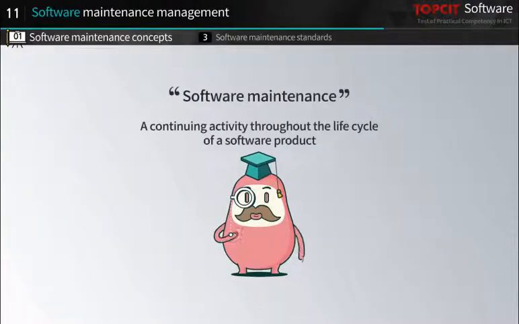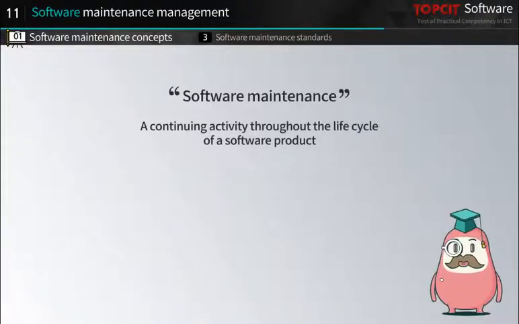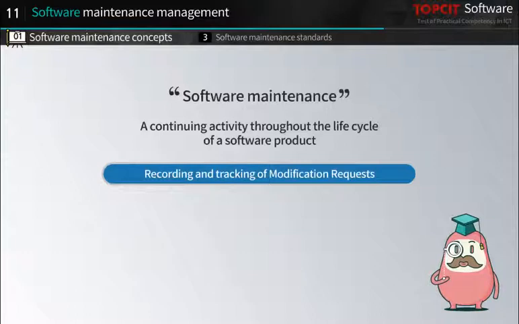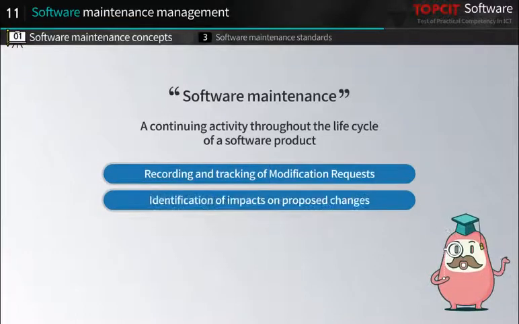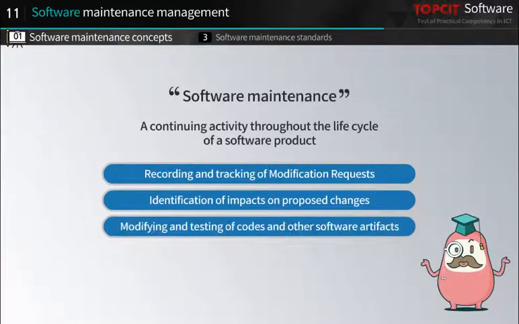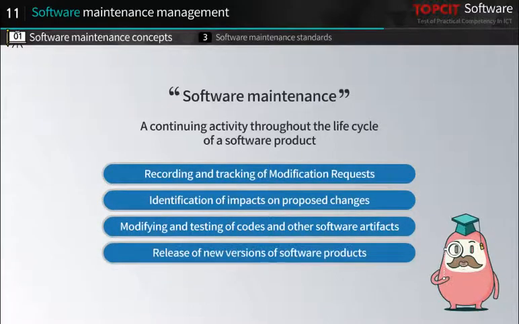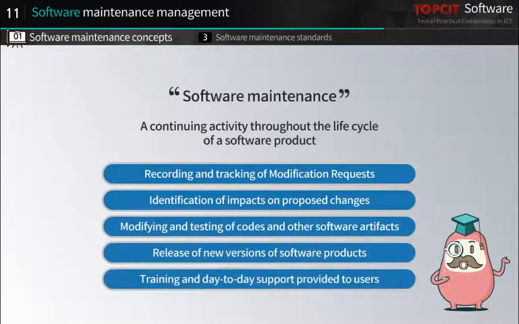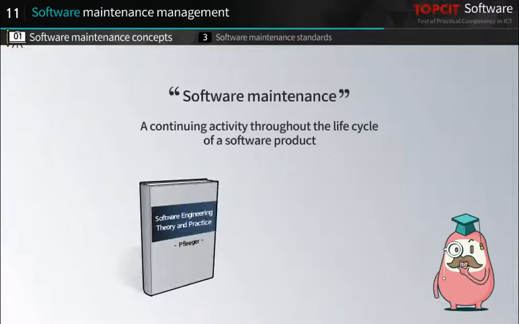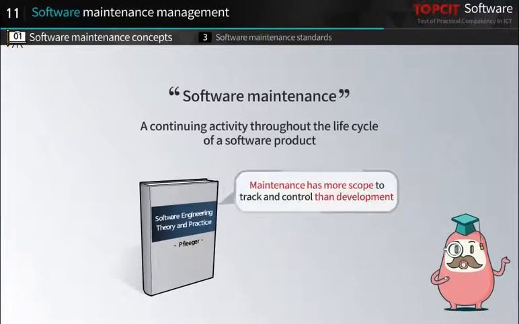Software maintenance is a continuing activity throughout the lifecycle of a software product. Modification requests are recorded and tracked, impacts of proposed changes are identified, code and other software artifacts are modified, tests are run, new versions of software products are released, and training and day-to-day support are provided to the users. Fleeger, author of Software Engineering: Theory and Practice, says maintenance has more scope to track and control than development.